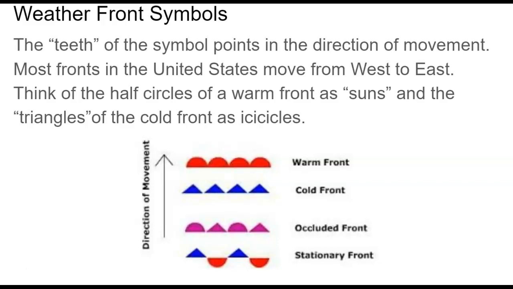Now remember, when we look at the actual map, you look at the direction that the symbol is pointing. So if I look here, my triangles are pointing this direction, so that is the direction that the front is moving. Same thing with our half circles. They're pointing this direction. Now the general pattern of movement across the United States goes from the west towards the east. That doesn't mean that a front won't move a different direction, but the general pathway is from west to east.